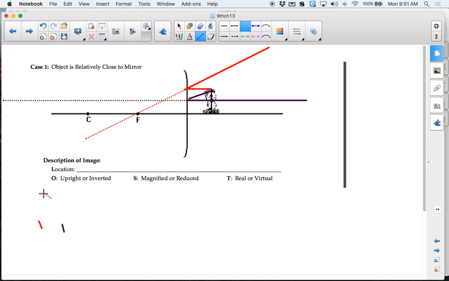And now we see where the image is formed. The image is formed at this intersection of where your brain assumes that those rays came from. So right here is where we would draw our arrow. Again, we draw from the principal axis up to the intersection point right there. And that's where our image is formed.